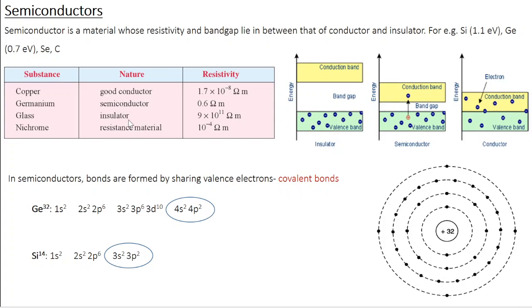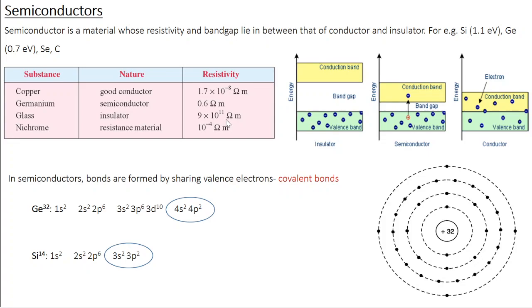Conductors have very high conductivity. The inverse of conductivity is known as resistivity. So they have very low resistivity. If you take a good conductor like copper, its resistivity is very, very low, of the order of 10 to the power minus 8 ohm meters. On the other hand, if you take an insulator like glass, its conductivity is very low. Consequently, resistivity is very high, of the order of 10 to the power 11 ohm meters.